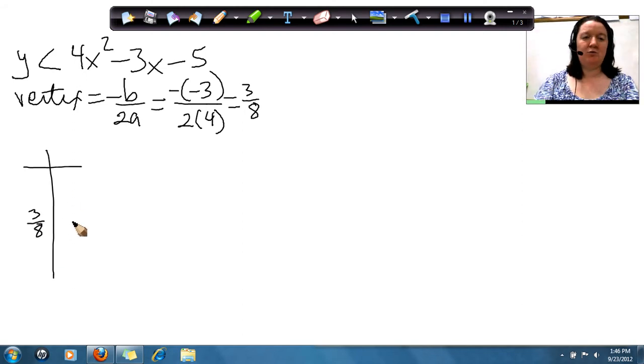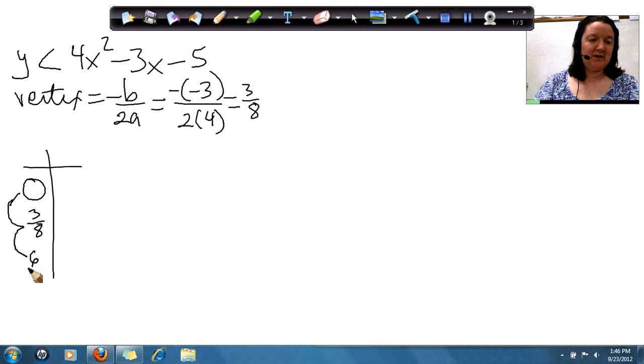And what values would I want to pick that are close to that? Well, 3 over 8 is really close to 0. If I plug 0 through this function, I'm going to get something really nice. So I'm going to pick 0, which is smaller by 3 over 8. So I'm going to add 3 over 8 to my other value, which would give me 6 over 8. I know that's going to give me -5, because if I plug the 0 through, 0 here, 0 here, and get -5 there.